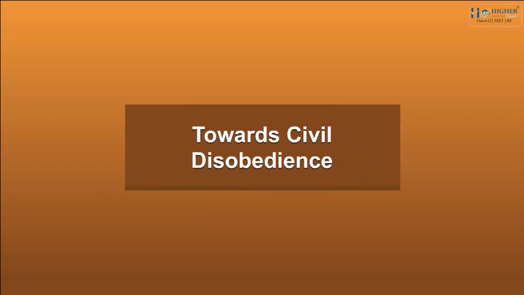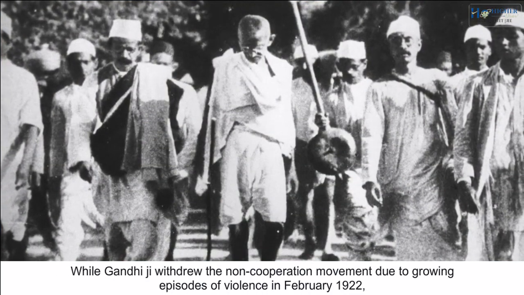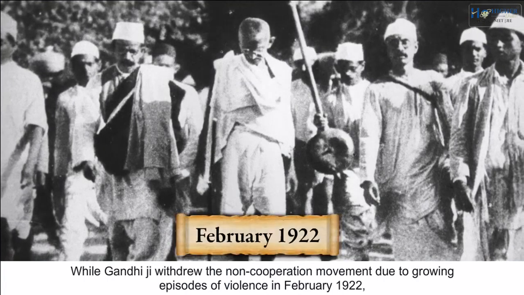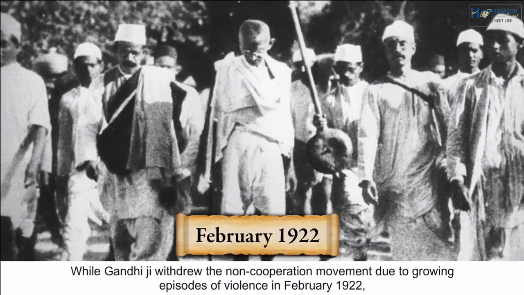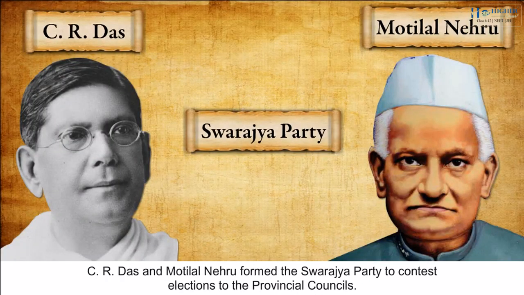Towards civil disobedience. While Gandhiji withdrew the non-cooperation movement due to growing episodes of violence in February 1922, C.R. Das and Motilal Nehru formed the Swarajya Party to contest elections to the provincial councils.